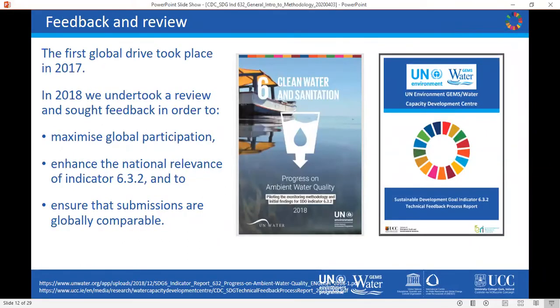Now, as Kilian mentioned, 2017 saw the first global data drive, and in 2018 we undertook an extensive review process aimed at maximising the global participation, enhancing the national relevance of the indicator, and also to ensure that the submissions are globally comparable. So the indicator in one country matches that which is reported in another.